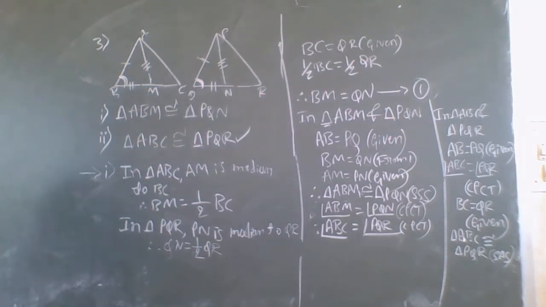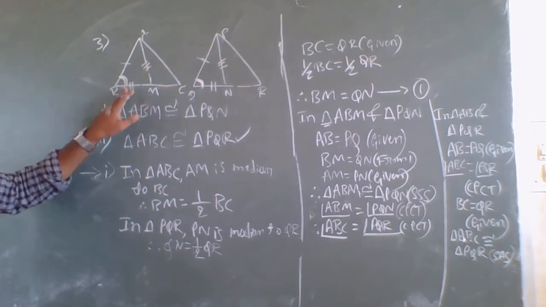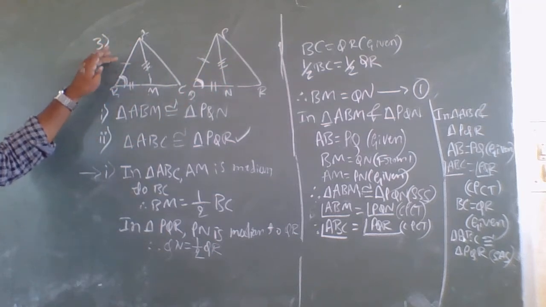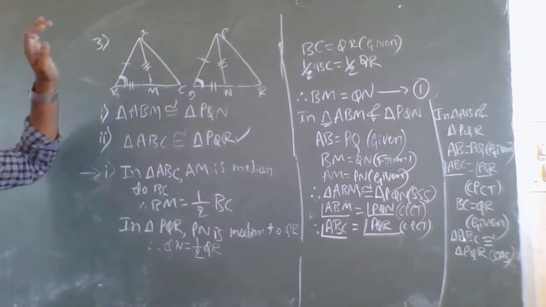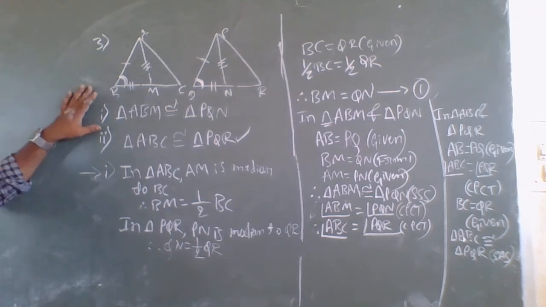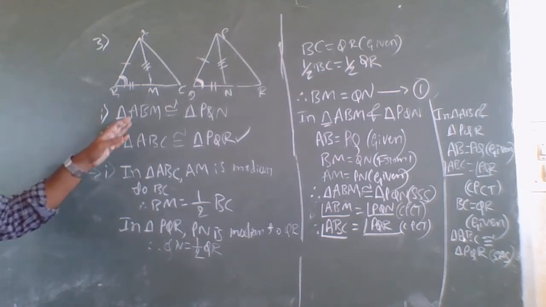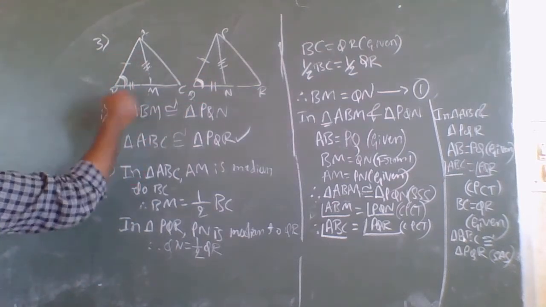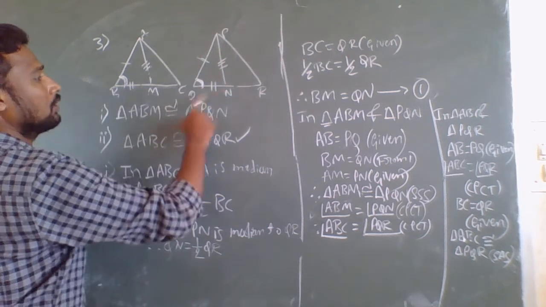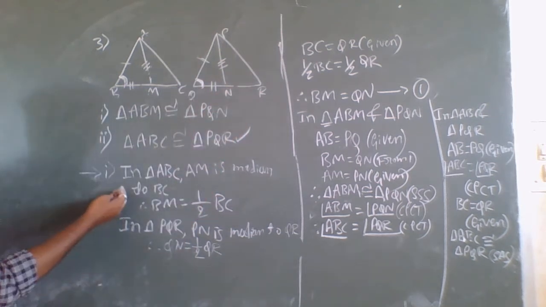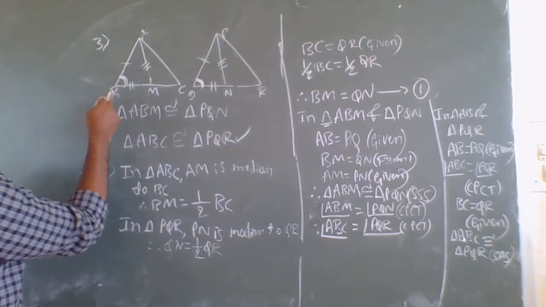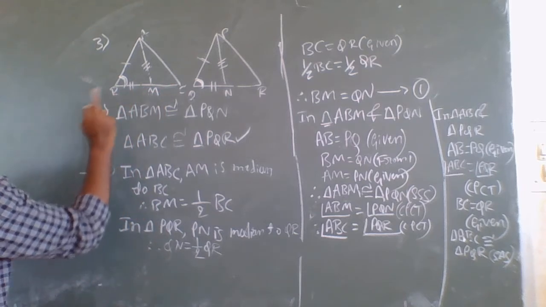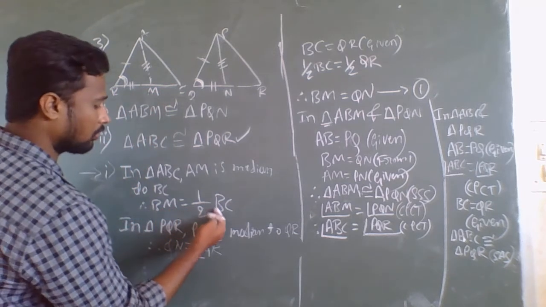So see here again, they have given that AB is equal to PQ, BC is equal to QR, and AC is equal to PR. Sorry, this AM is equal to PN. To prove this, mainly they have given two questions. Triangle ABM is congruent to PQN, and like that only ABC is congruent to PQR. To prove this, first in ABC, AM is the median to side BC. Therefore, this BM should be half of BC.